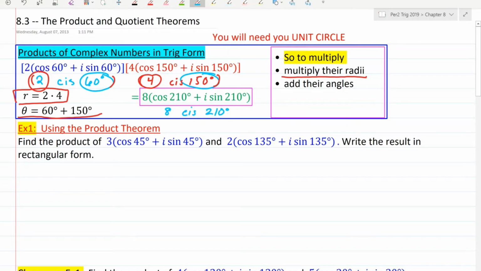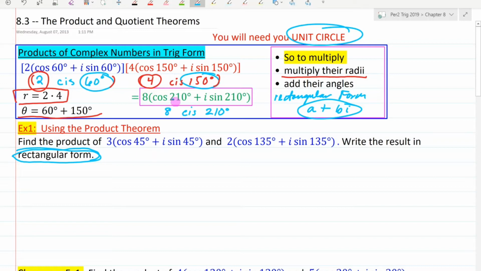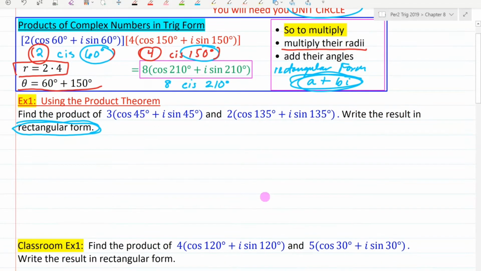Because we are also going to write our answer in rectangular form, you will need your unit circle so that you can look up the values for sine and cosine of each of the angles on the unit circle. Remember that rectangular form is a plus bi, and you would get that from multiplying this through. So 8 times cosine of 210 plus 8 times i sine of 210. And then we would write our answer like that. We're going to go ahead and do that in this problem.